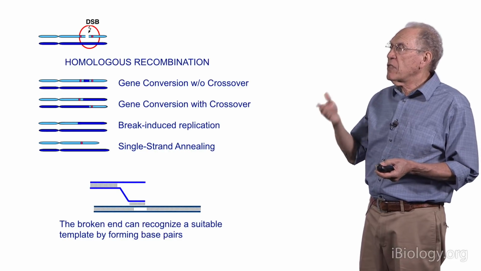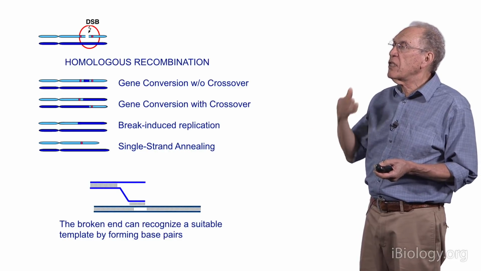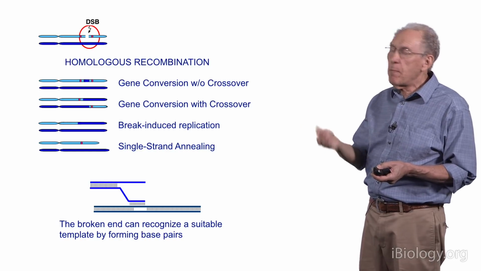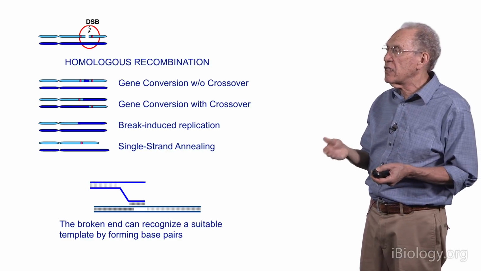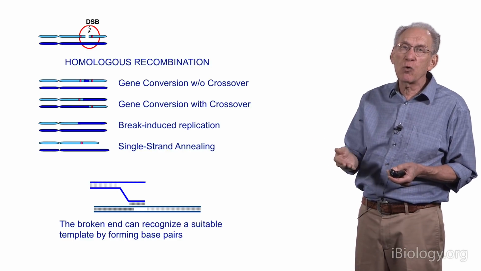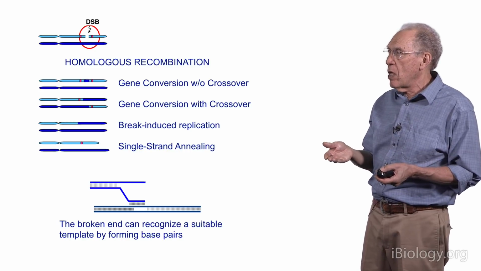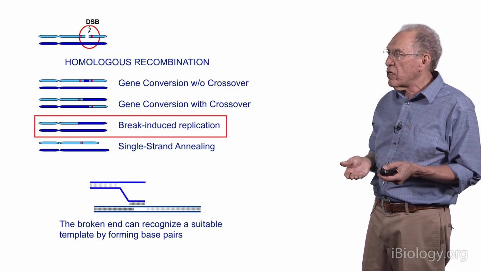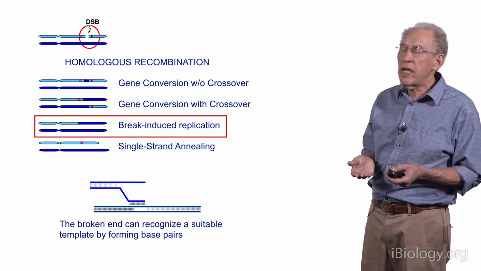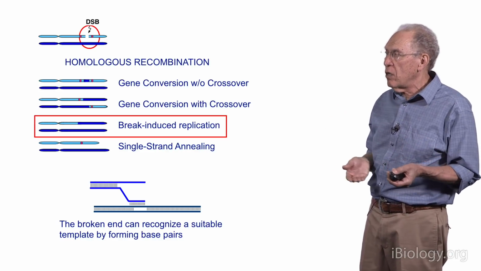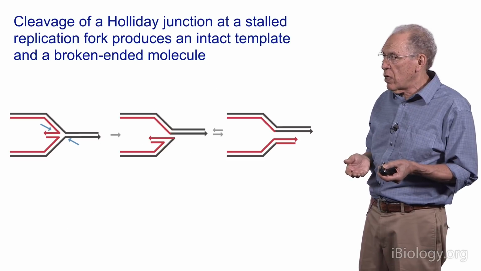All of these mechanisms have one common principle, which is that the broken ends of the DNA are going to be able to be repaired by base pairing with a template sequence, to recognize a sequence that is identical or nearly identical with which it can then effect repair. The mechanism I'm going to start talking about is break-induced replication, which is, in a sense, the simplest of these repair mechanisms to look at.